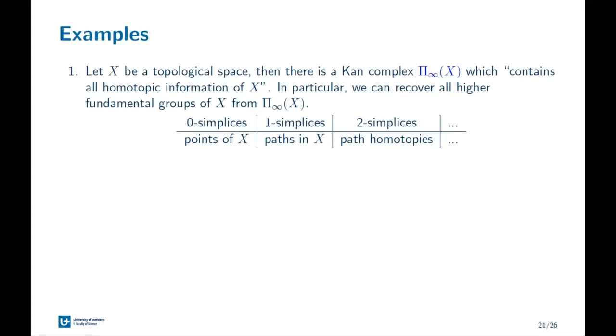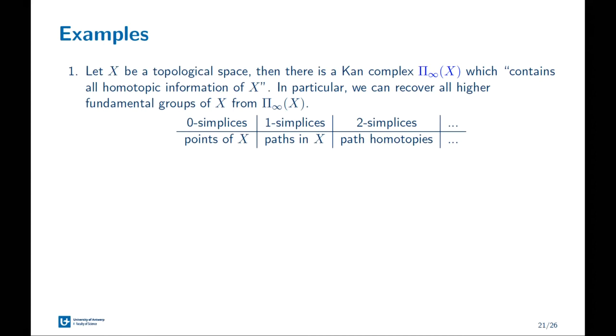All right. I'll end with some examples. So one of the examples we've already seen at the very beginning is that if I start with a topological space, there's an associated Kan complex, that is Π infinity of K. The notation is very suggestive, and so is the name. It's called the fundamental infinity groupoid. It's a generalization of the classical fundamental groupoid of a space.